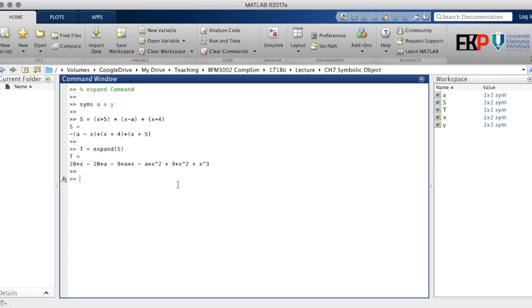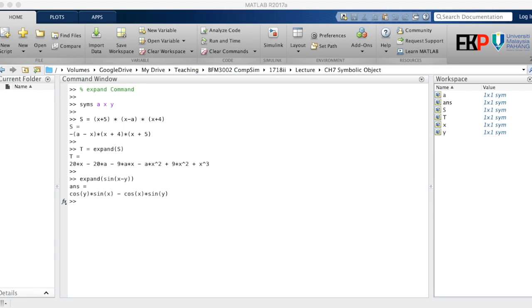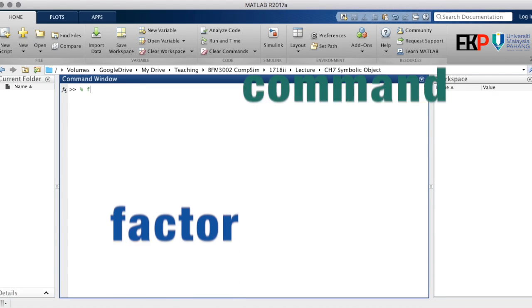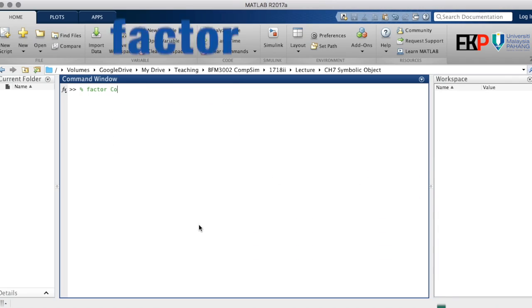Okay, we can also type in the expression within the expand command. For example, expand sine of x minus y. We directly type in the expression. So when we press enter, we see the answer given as cos y times sine x minus cos x times sine y. Okay, so that is the expand command. Let's take a look at the factor command.